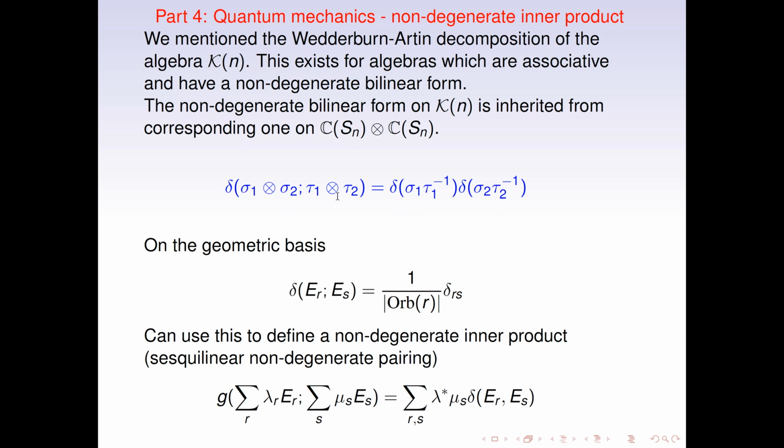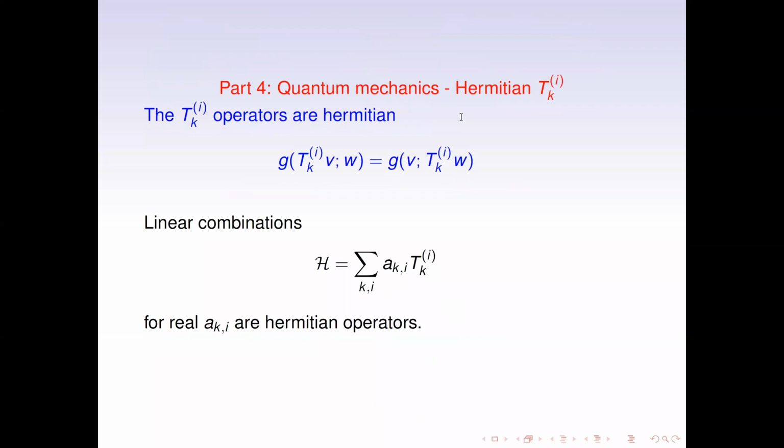Using this pairing, you can form a sesquilinear non-degenerate pairing. First of all, we have a pairing on C of Sn tensor C of Sn. There's a subspace there which is a subalgebra. The E's living in that subalgebra, these ribbon graph vectors, are linear combinations of things like this, so you inherit an inner product on that, which you can show is non-degenerate. Great, so K of n is an interesting space of linear combinations of ribbon graphs with a non-degenerate inner product. You can think of it as a Hilbert space.